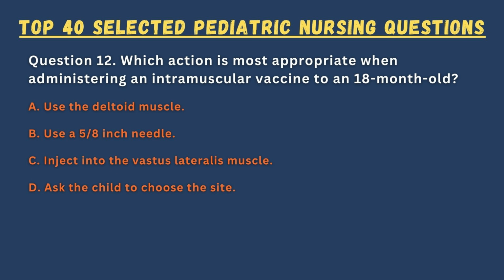Question 12. Which action is most appropriate when administering an intramuscular vaccine to an 18-month-old? A. Use the deltoid muscle. B. Use a 5/8-inch needle. C. Inject into the vastus lateralis muscle. D. Ask the child to choose the site.